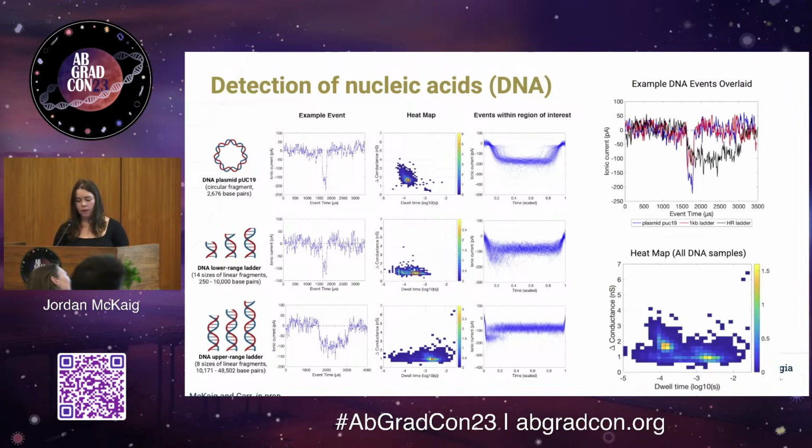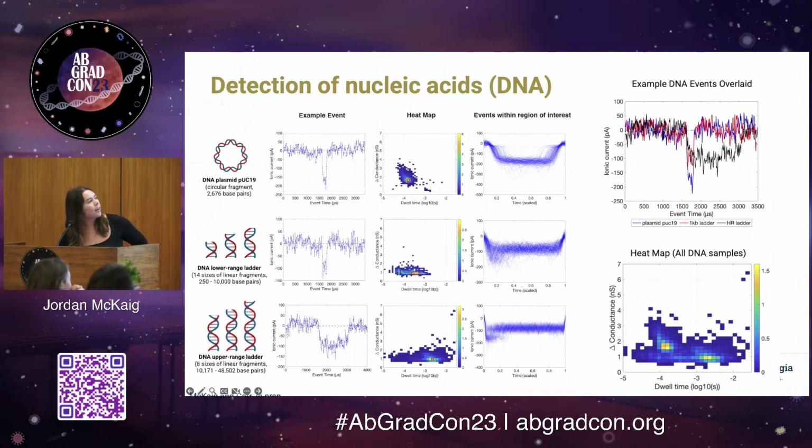So first we have a few graphs showing just different example events with signature-specific events for each biomolecule structure, and then some heat maps showing the change in conductance and the dwell time for all of the events in a specific run, and then some overlaid samples of what all these events looked like. And what I just want to highlight here is, I have overlaid DNA events all here in the blue.